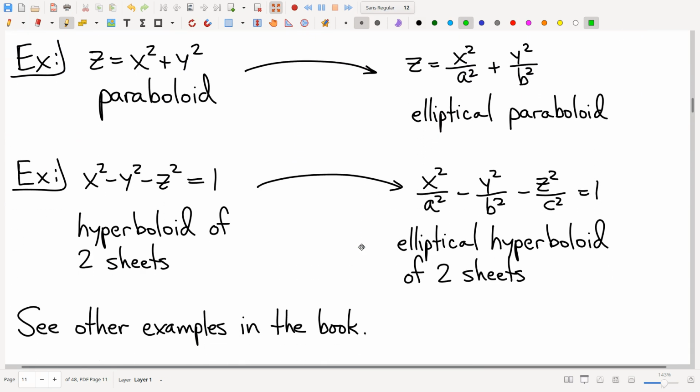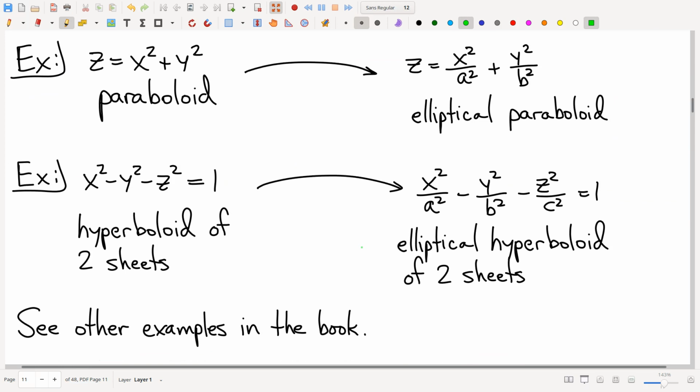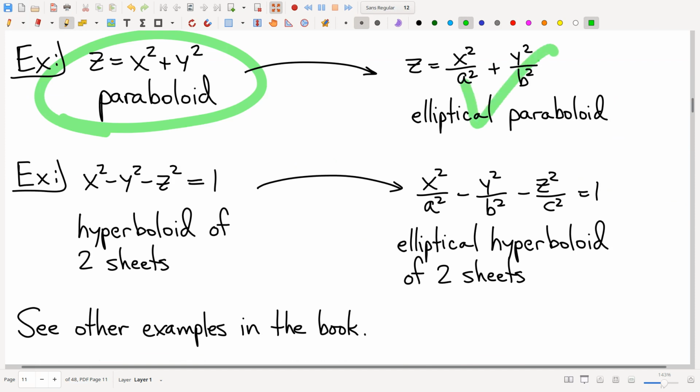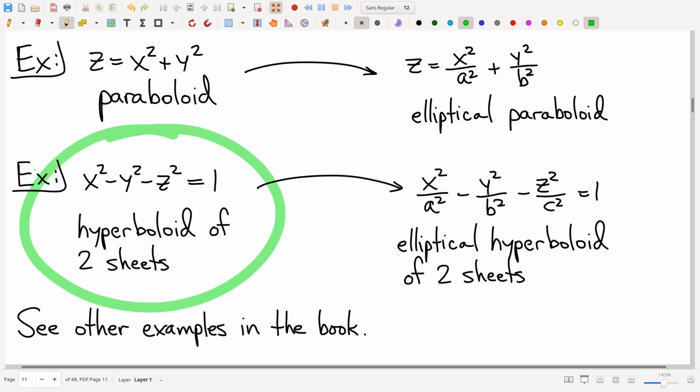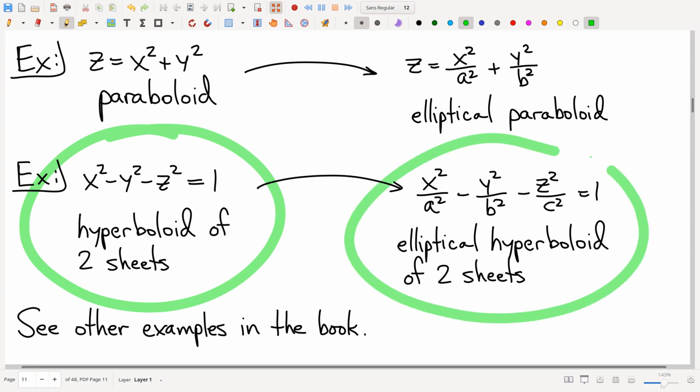Okay, a couple more examples. I'm going to let y'all just read these. It's pretty straight stuff. We've already discussed this is a paraboloid, and thus this is a stretched out version of a paraboloid. This paraboloid had circular cross sections. When you stretch out circles, they become ellipses, so we call this an elliptical paraboloid. So think through the details. Likewise, totally analogously, this is a hyperboloid of 2 sheets previously discussed. Therefore, this is an elliptical hyperboloid of 2 sheets.